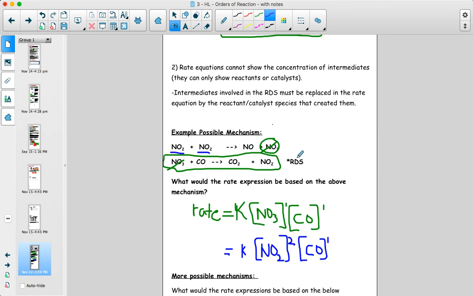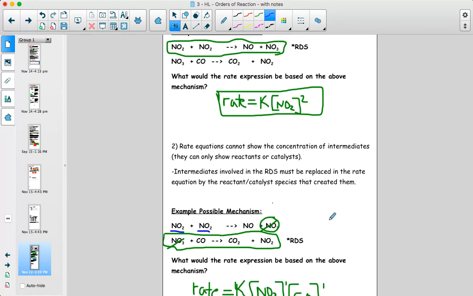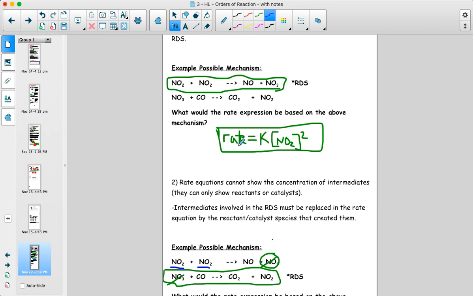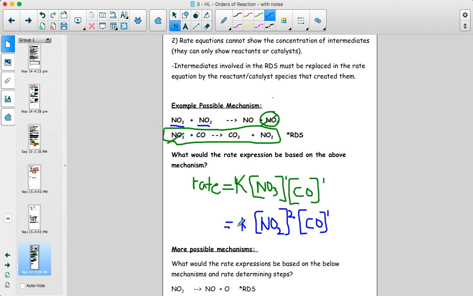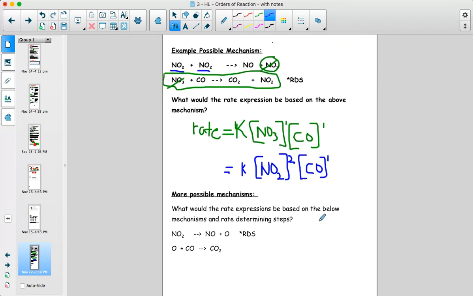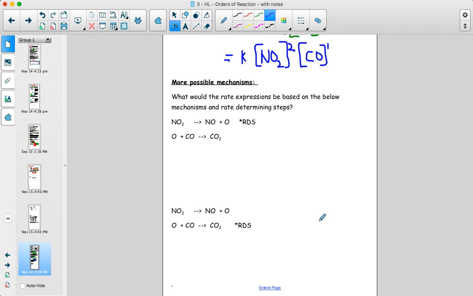If the rate determining step is not the first step, then any intermediates, which you might initially write in the rate equation, are going to have to be replaced by the reactants that formed the intermediate. And so it makes the difference between the rate looking like it's second order overall, if the first step is rate determining. If the second step is rate determining, in this case, we get a third order overall rate. So here are some more possible mechanisms for this reaction.